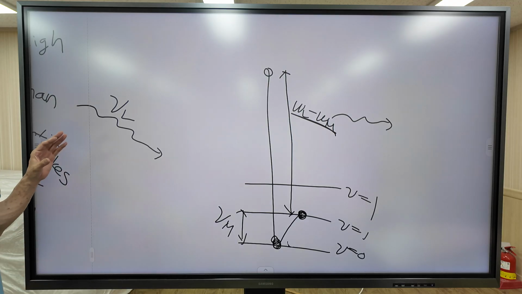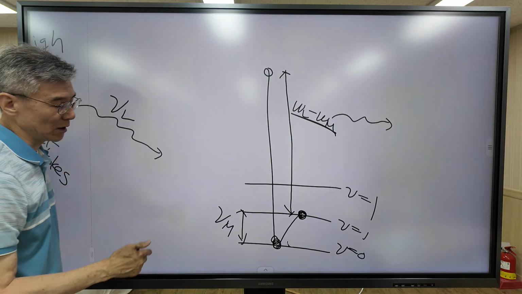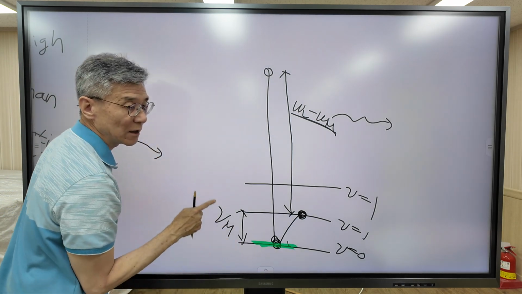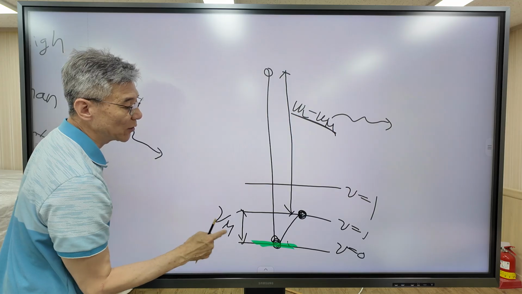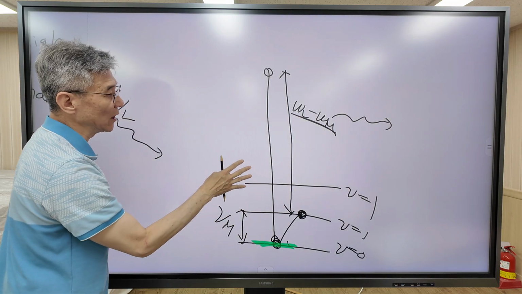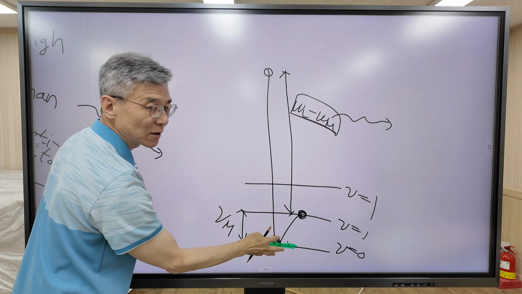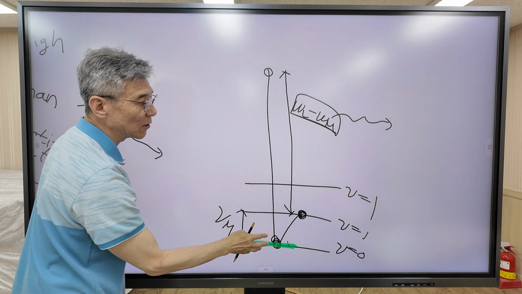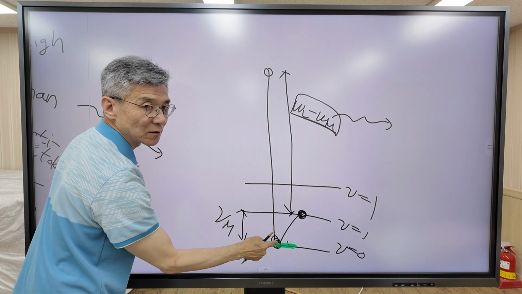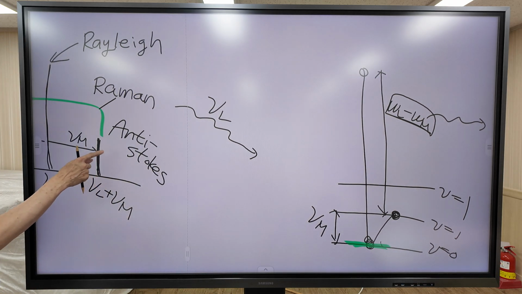For the process to occur, the molecule must initially be in the V equals 0 state. This is the initial condition. When there are no molecules in the V equals 0 state, this process cannot occur. So the intensity of Stokes-Raman scattering depends on how many molecules are in the V equals 0 state, that is, on the population of the V equals 0 state. Now I'm going to explain anti-Stokes-Raman scattering.